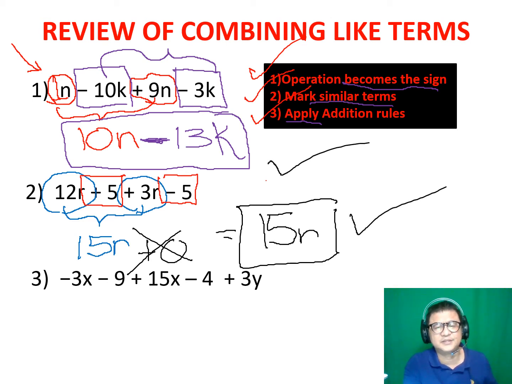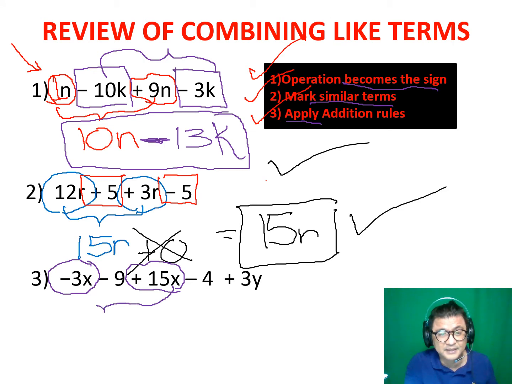Now, next, let's look at the next one. Again, remember, the operation is the sign. Circle the X's. I see another one with an X there. I circle it, including the positive, right? Remember that. Oh, it's just these two, right? The Y, I will not circle because it's not a similar term with the X's. Only the X's can be combined.